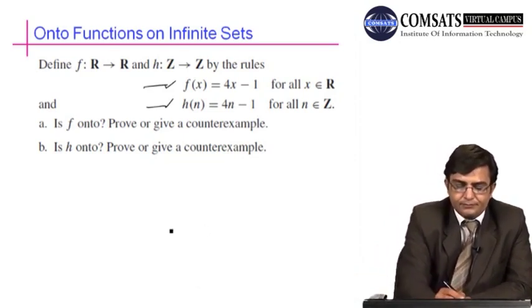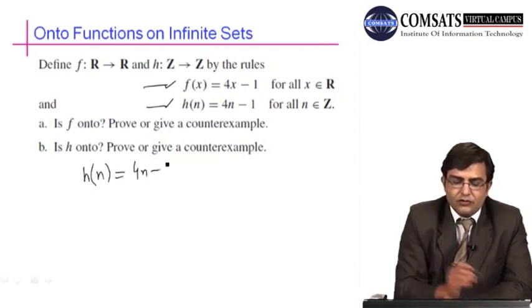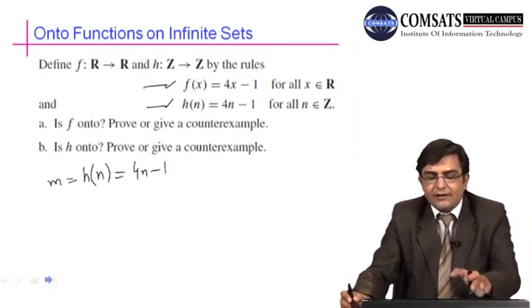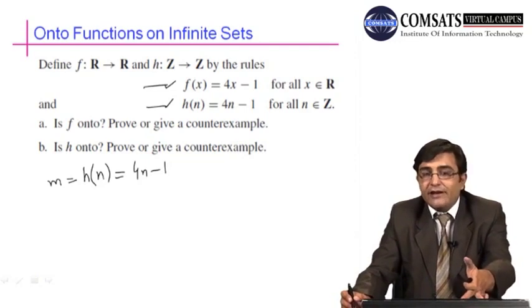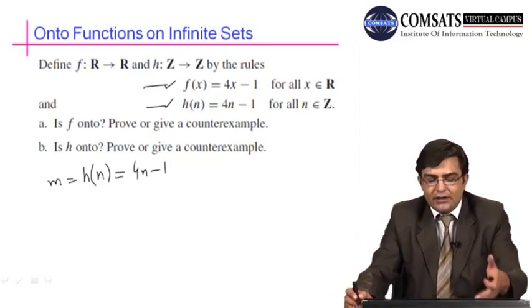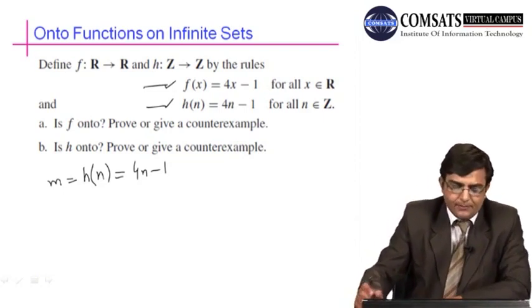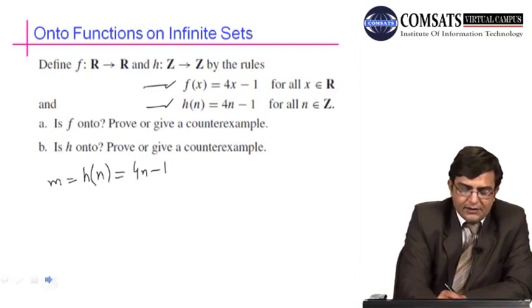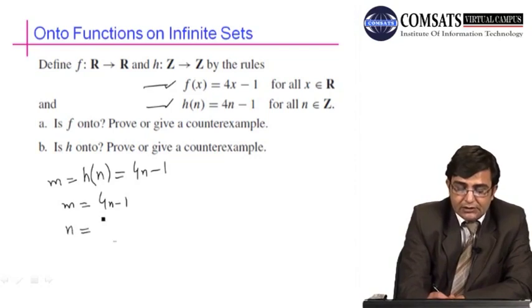h of n is basically 4n minus 1. We suppose it m, because here we had x and y, f of x equal to y. Here we suppose that m is equal to h of n. Here y plays the role of m. Now m is basically 4n minus 1. Now n is what? This is basically, you can say, m plus 1 divided by 4.